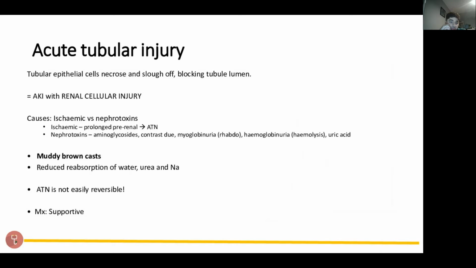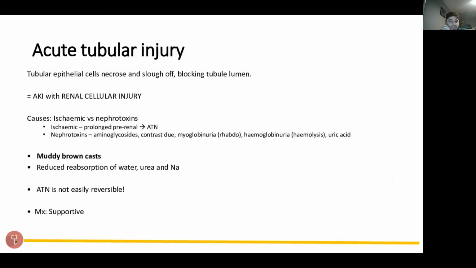The other main cause are nephrotoxins, and there's quite a few of these. Often we think of things like gentamicin, contrast dye from CT scans, etc. But also think about rhabdomyolysis, hemolysis, and raised uric acid. So in patients, for example, who have a history of gout. In those three diseases, you often also can see acute tubular injury, and it can be quite common. Okay.